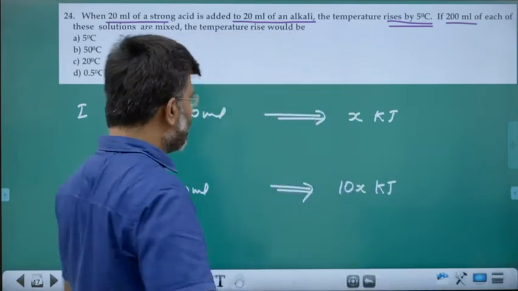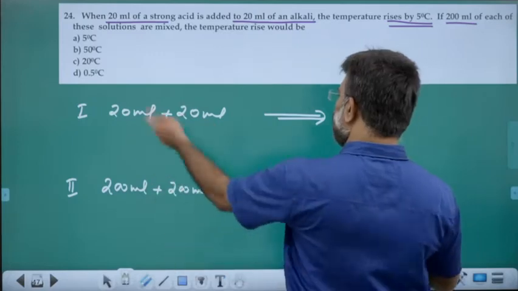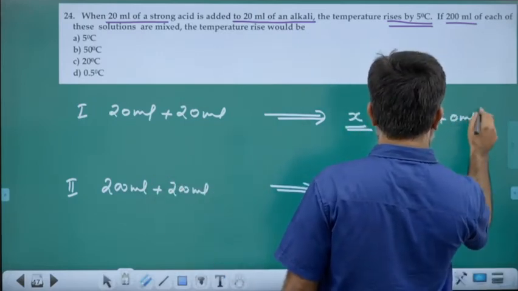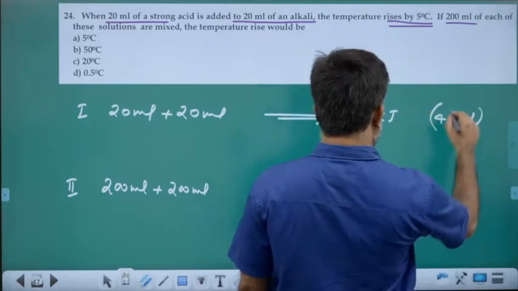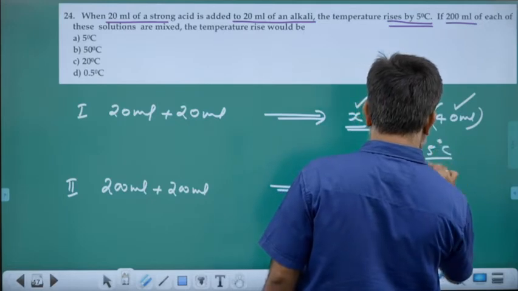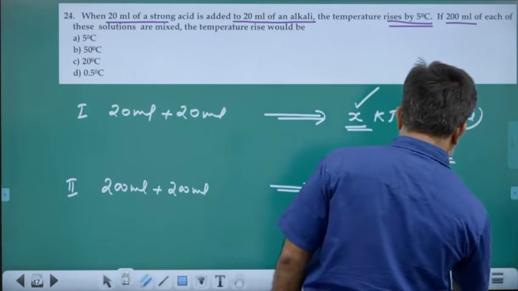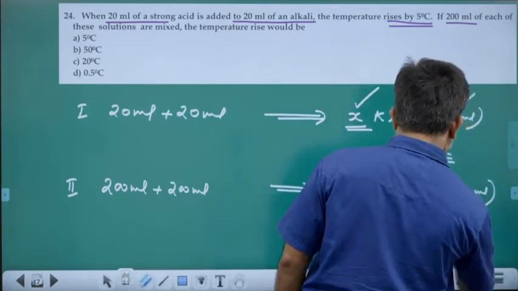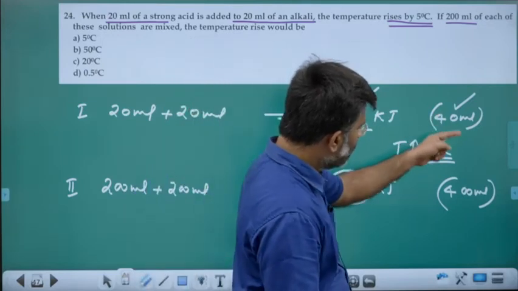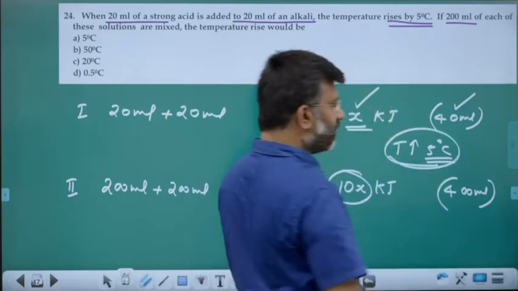Why? Because here x kilojoule and the total volume is 20 plus 20, 40 ml of matter. So x kilojoule, 40 ml of matter, rise in temperature is 5 degrees Celsius. Now 10x kilojoule, the total matter is 400 ml. You see, heat becomes 10 times, but the quantity also becomes 10 times. Therefore, the rise in temperature will be the same in both cases.